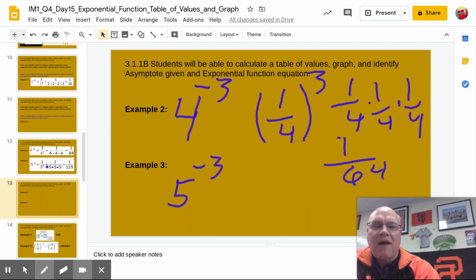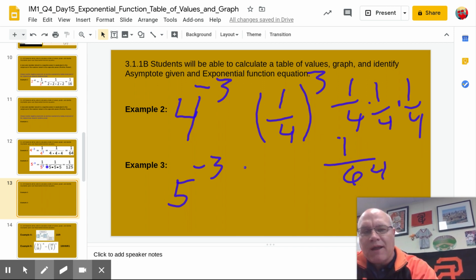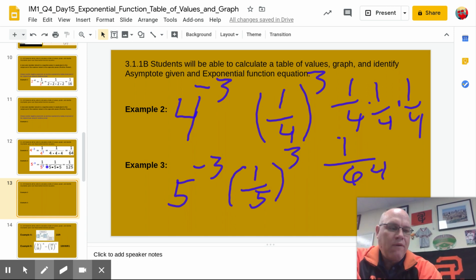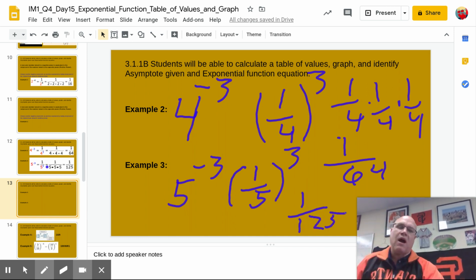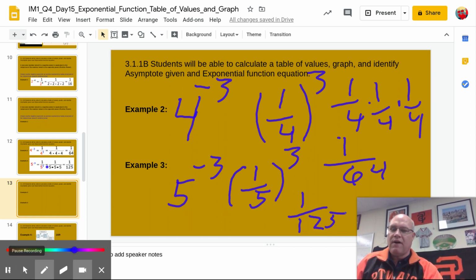Same thing with 5 to the negative 3rd power. We rewrite that as 1/5 to the 3rd power. So we know that becomes 1/5 times 1/5 times 1/5, which is going to be 1 over 125. So 5 to the negative 3rd power is 1 over 125.